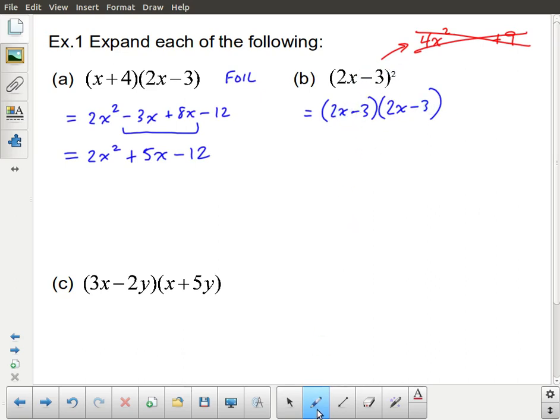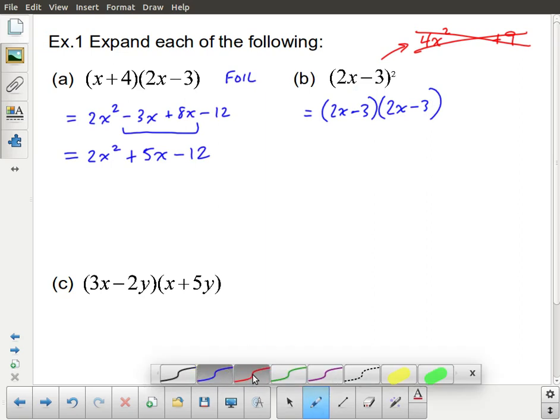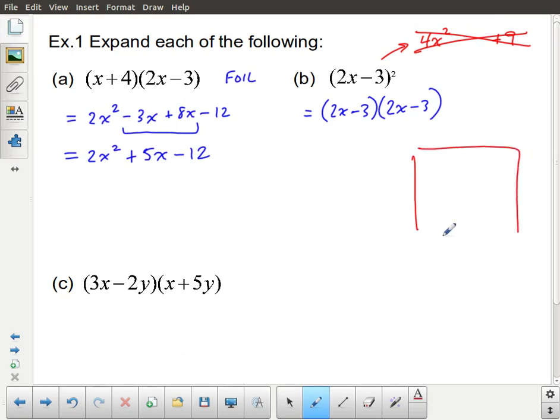Now, just to show you something different, I think I will go ahead and do this one as the area model, because it actually is going to illustrate that missing piece as well. Why are we missing something there? And so the area model for this, again, I just start with that rectangle or that square that I break into 4 pieces. 2x minus 3, 2x minus 3. 2x times 2x is 4x squared. Negative 3 times negative 3 is positive 9.